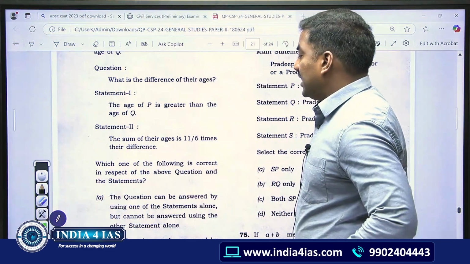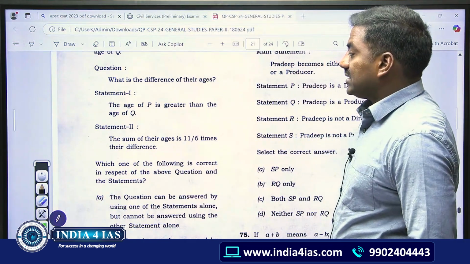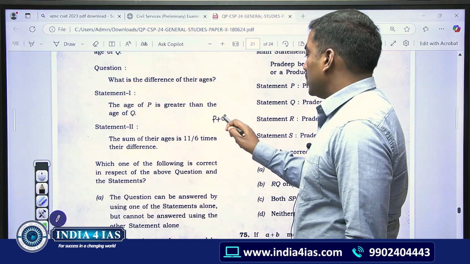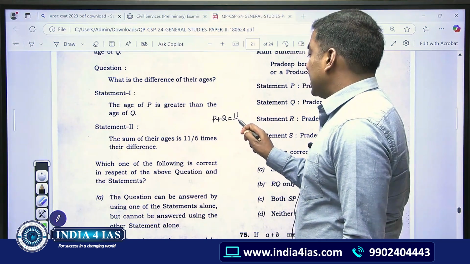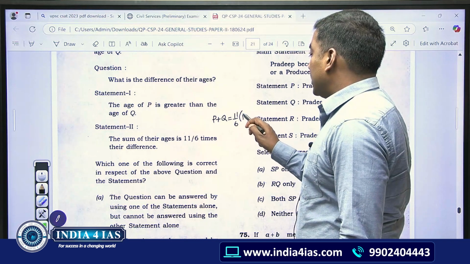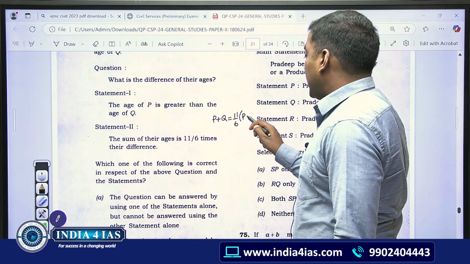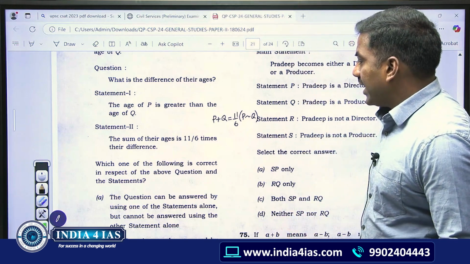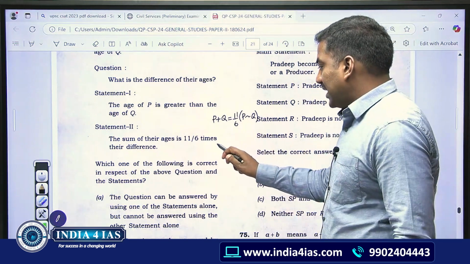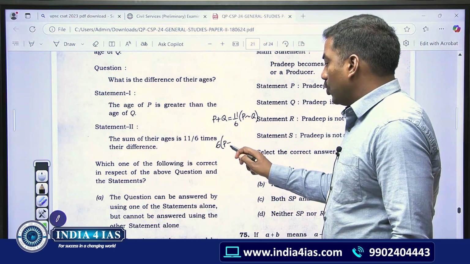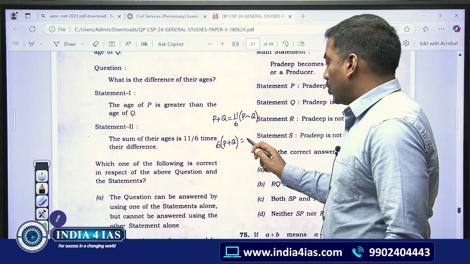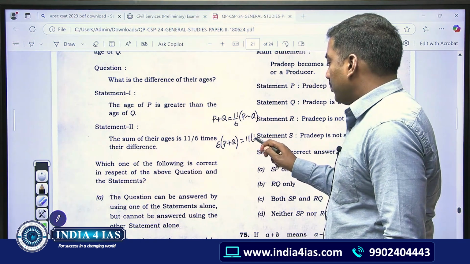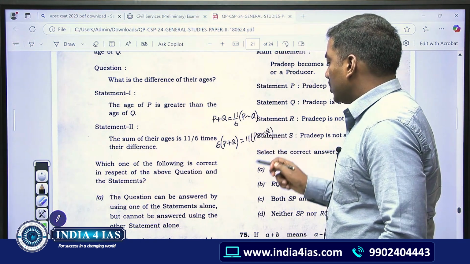The sum of their ages is 11 by 6 times their difference. So P plus Q is 11 by 6 of the difference between P and Q. So what will we get here? 6 times (P plus Q) is equal to 11 times the difference between P and Q.